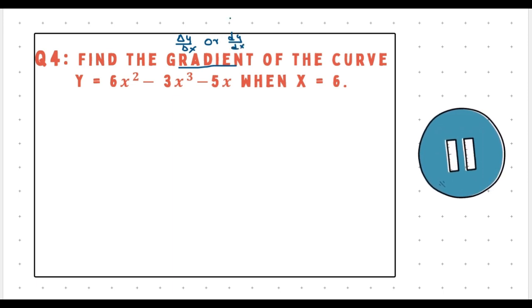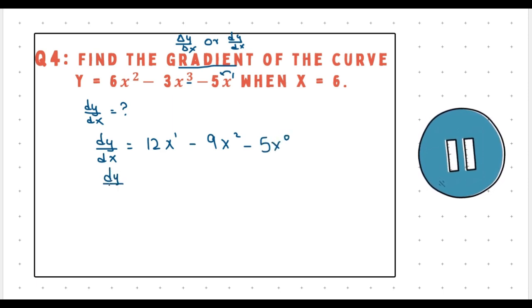So if they ask you to find the gradient of any curve at any particular point, for example, in this question, they are asking you to find the gradient at x equals 6. What you have to do is just differentiate your equation with respect to x. So I am just differentiating my equation with respect to x. It would be 12 x power 1, and 3 threes are 9, x power 2, and then negative 5.